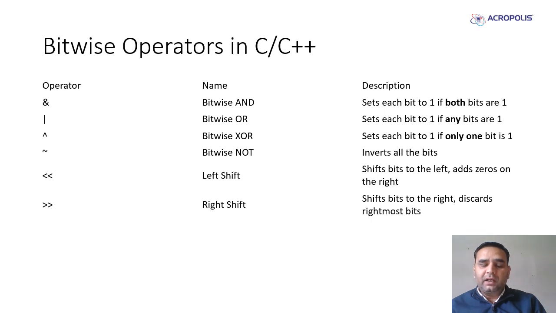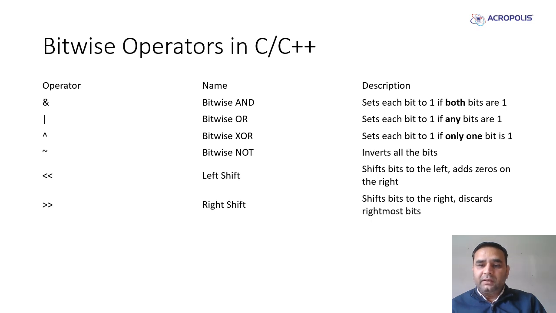Then we also have bitwise operators in C and C++. Bitwise operators are operators that are used to perform operations at the bit level. The very first operator is bitwise AND. It will set each bit to 1 if both bits are 1. Then bitwise OR sets each bit to 1 if any of the bits is 1.